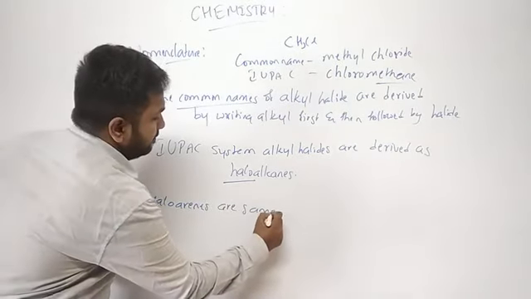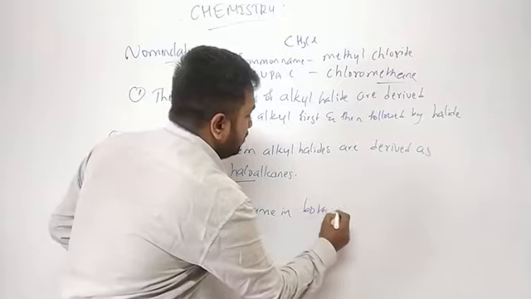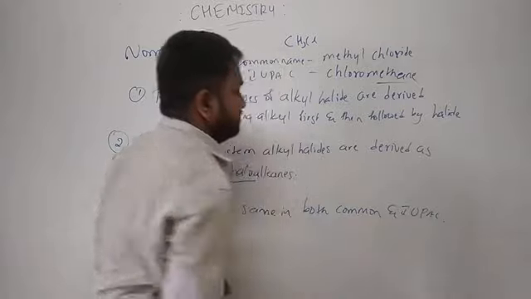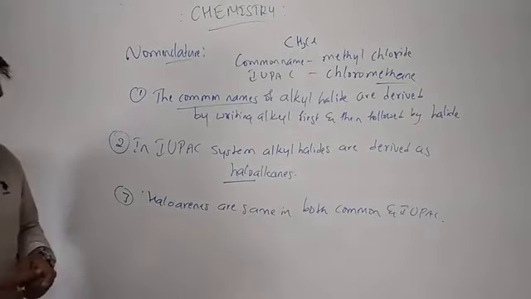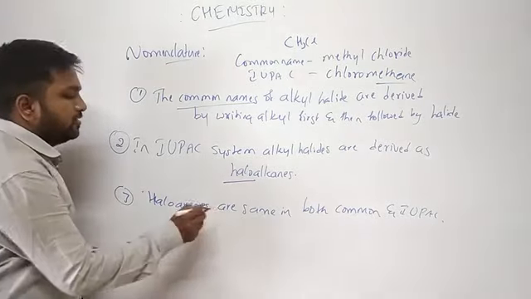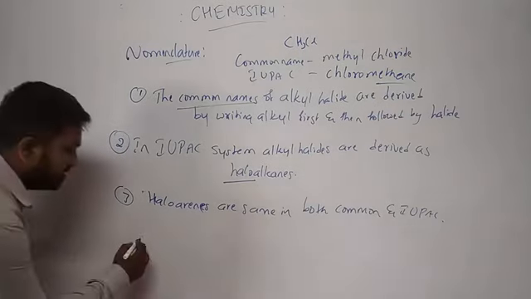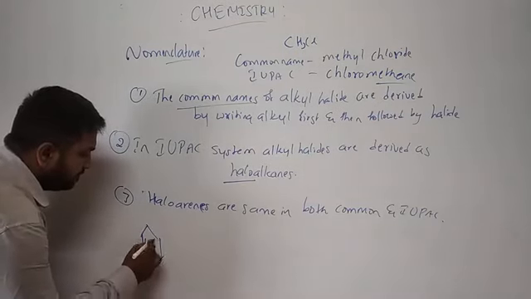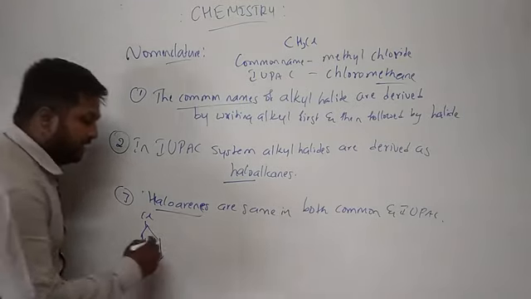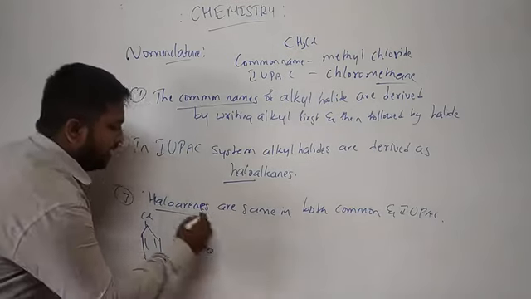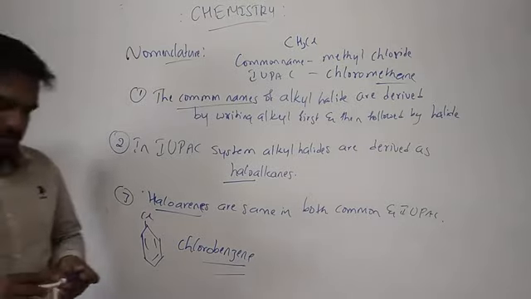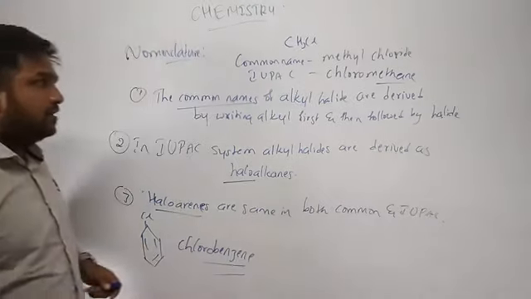And then haloarenes are the same in both common and IUPAC systems. Regarding haloarenes, we use the same format in both common names and IUPAC names. For example, this is a haloarene, so this should be written in this format: chloro, benzene. This is a benzene. Okay? So this is how we write the IUPAC name for haloalkanes and haloarenes.